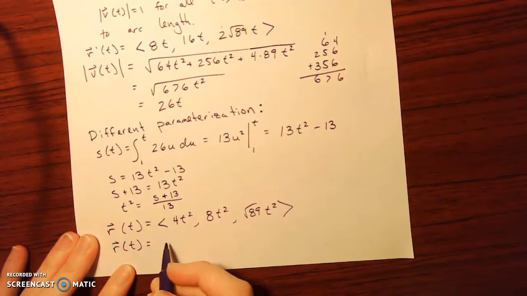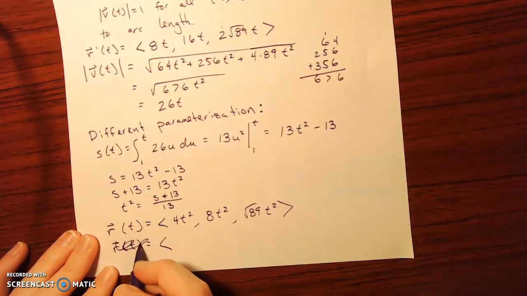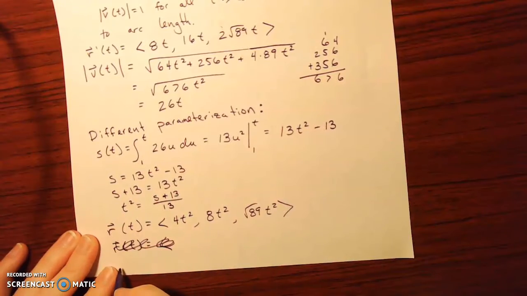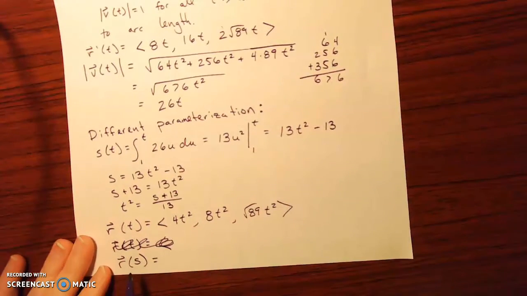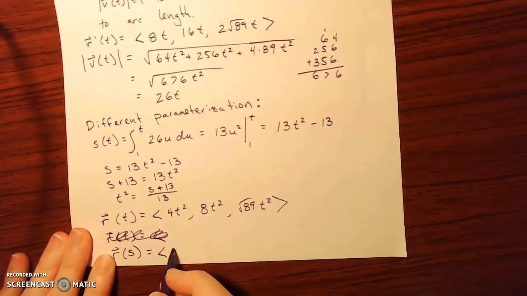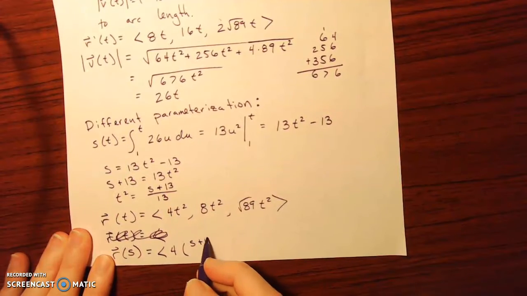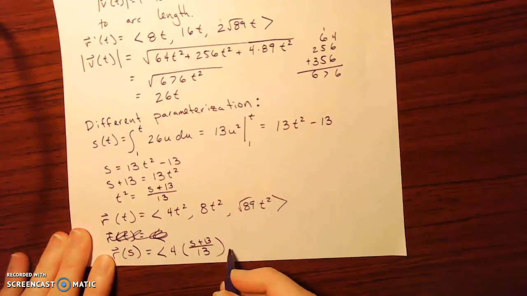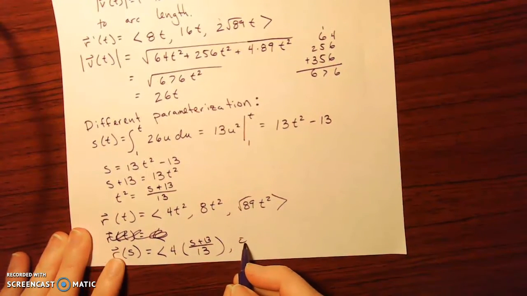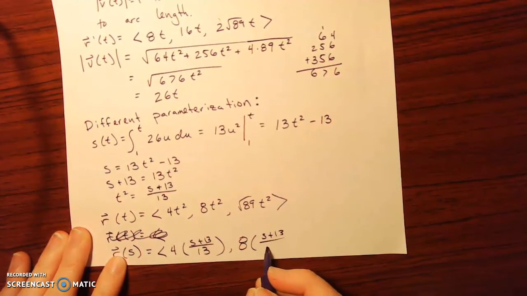So I'll have the vector with components. So what I want to do now is write this function with that new parameterization. So I'm going to use the parameter s, and I'll replace t squared with s plus 13 over 13, and so on for all of them.